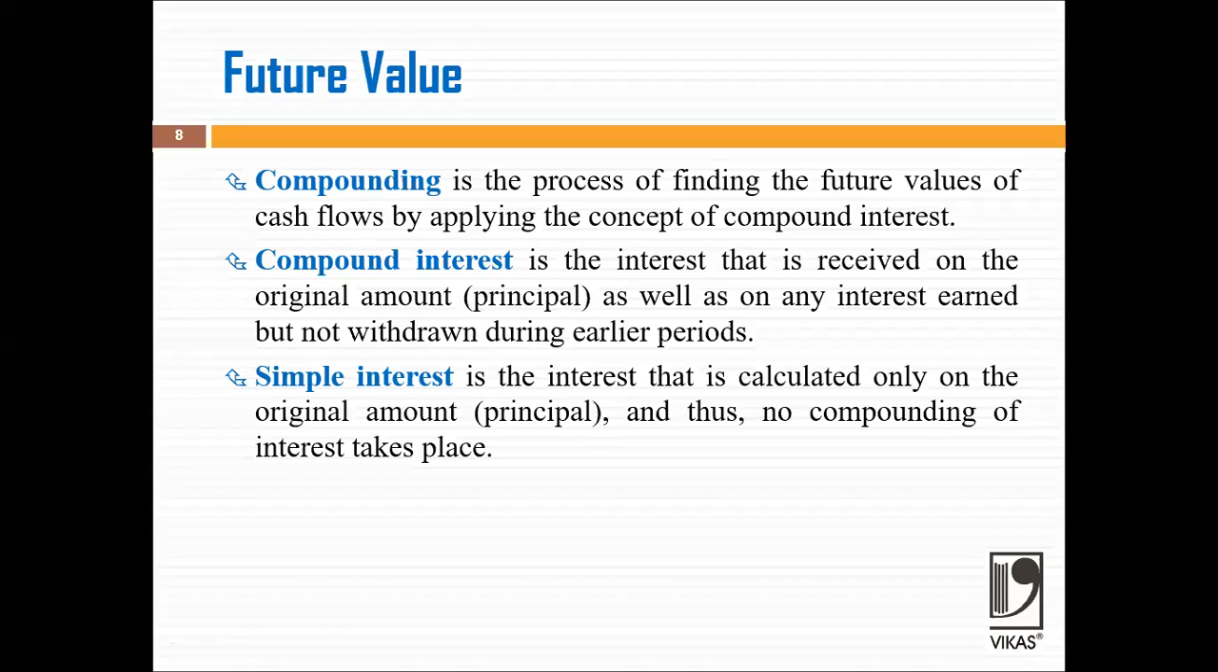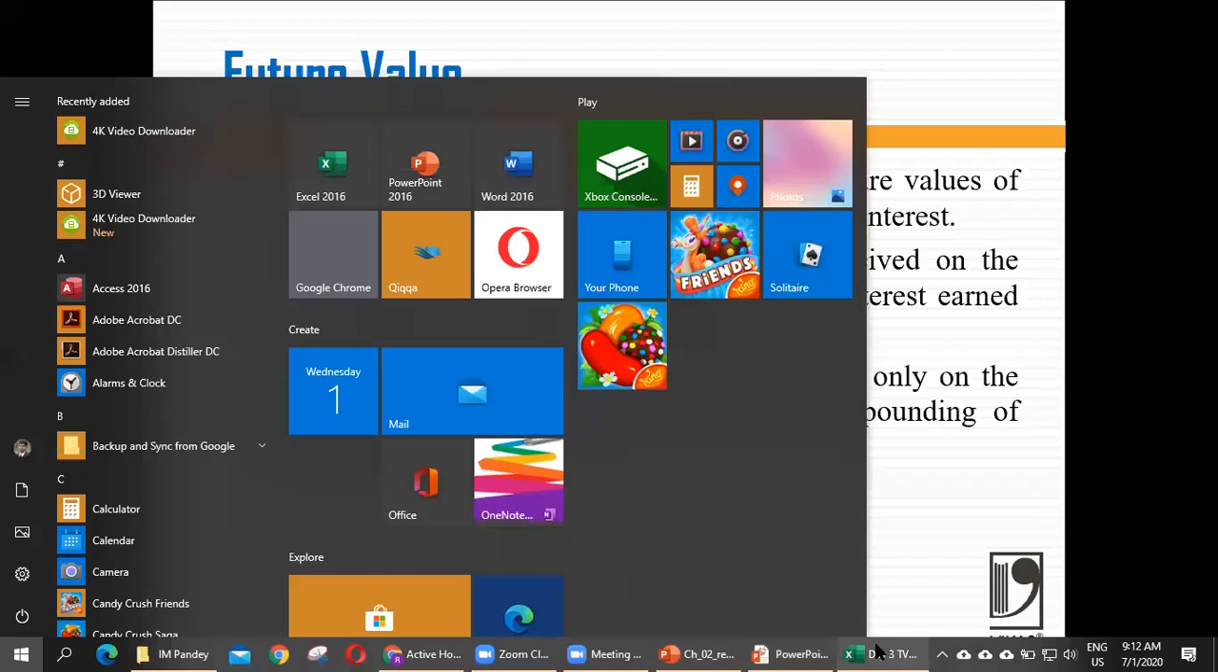Compound interest is the interest that is received on the original amount, principal, as well as on any interest earned but not withdrawn during earlier periods, so no withdrawal during that period. Then we will discuss simple interest. Simple interest is the interest calculated only on the original principal amount, and no compounding of interest takes place. Simple interest means the bank calculates interest only on your principal amount. In this example, you initially deposited only 1,000, so every year you will get interest of 100. But in the case of compounding, the interest increases over time.